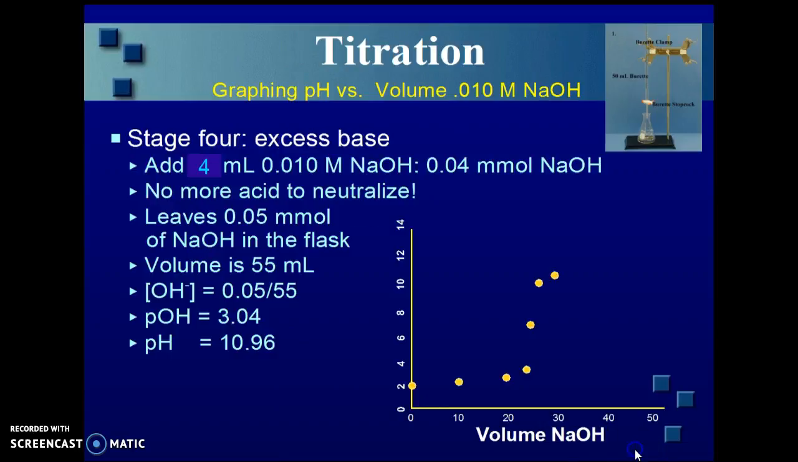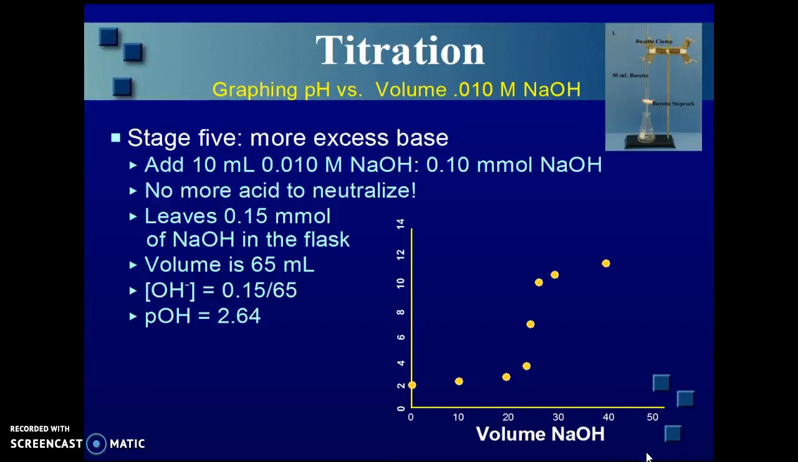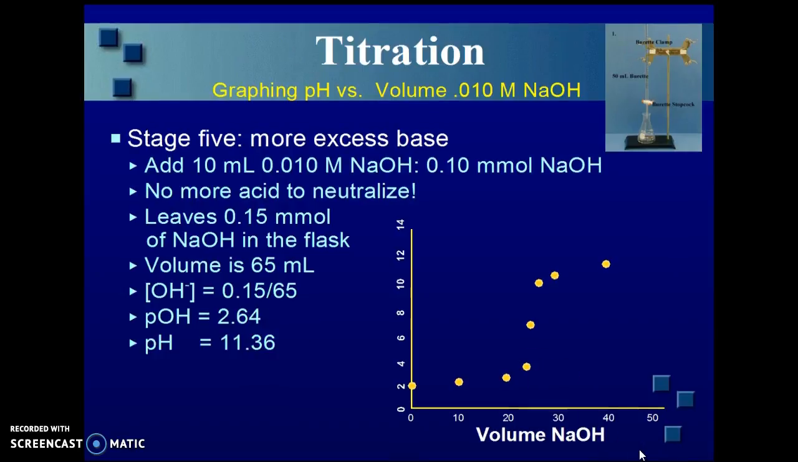And now we put in excess base of 4 more milliliters. Again, there's no acid to neutralize, so that leaves 0.05 millimoles of sodium hydroxide in 55 milliliters of solution. The pOH of that is 3.04, and the pH has now gone up to 10.96, not quite 11. We then add more excess base, 10 more milliliters. Again, no neutralization going on, so we have 0.15 millimoles of sodium hydroxide in 65 milliliters of solution. Hydroxide concentration is given here, and the pOH is 2.64. The pH is 11.36.